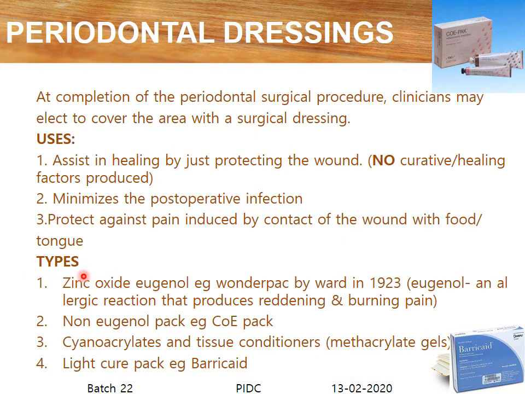Types of periodontal dressing include your zinc oxide eugenol, example the Wonder Pack. Since eugenol was little allergy producing, they introduced the non-eugenol pack, that is the Coe-Pak, which we have in the department. Cyanoacrylates or the tissue conditioners are the light cure pack, example the Barricade.